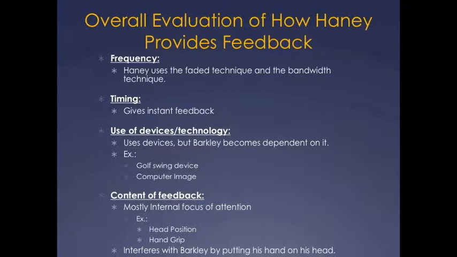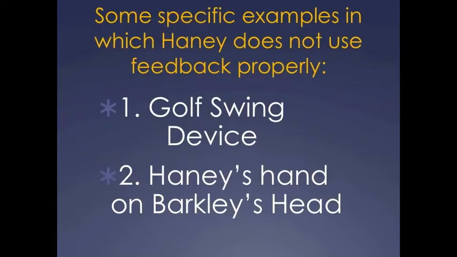So for the overall evaluation of how Haney provides feedback, it is broken up into the frequency, which is based on technique, and Haney uses the faded technique and the bandwidth technique. The timing: Haney gives instant feedback. The use of devices: he uses examples such as the golf swing device to help Barkley with his tempo, his rhythm of his golf swing.